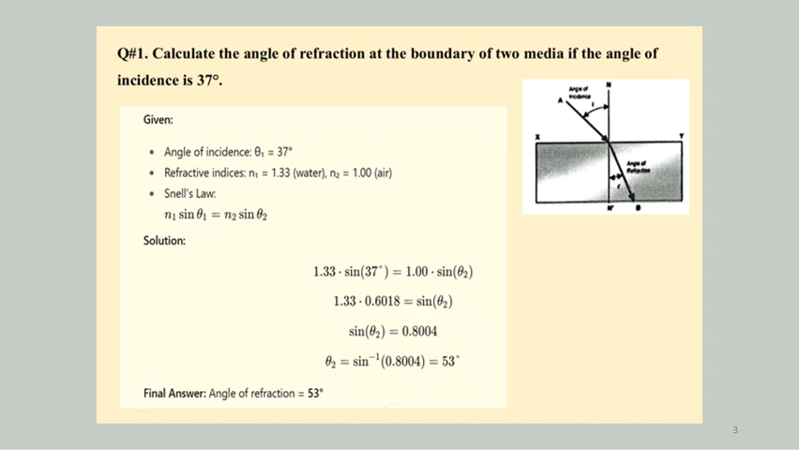In this question, light is moving from water into air, and we are given the angle of incidence, which will be denoted by theta 1, equal to 37. Refractive index of water is n1, which is 1.33, and that for air is n2, which is 1. We need to find the angle of refraction, which will be denoted by theta 2.